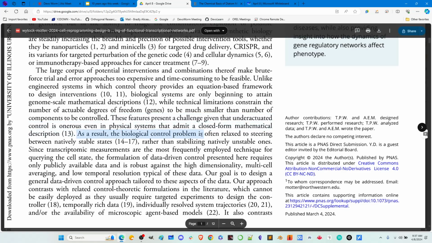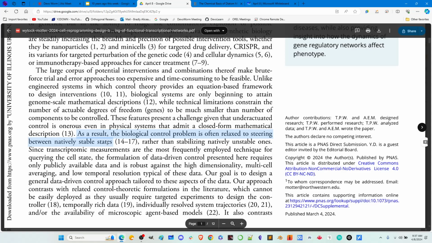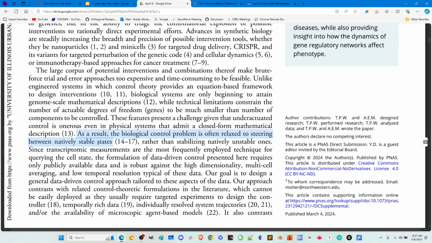As a result, the biological control problem is often relaxed to steering between natively stable states. In other words, we know kind of what the stable states are, maybe, which is not really biology. We know maybe what an idealized stem cell is. We know what our model stem cells are. We know what the wild type is that we work on in the lab. But if we look at biological diversity, we know that there are a lot of these unstable states that are also very useful and interesting. And especially when you move between different cell states.